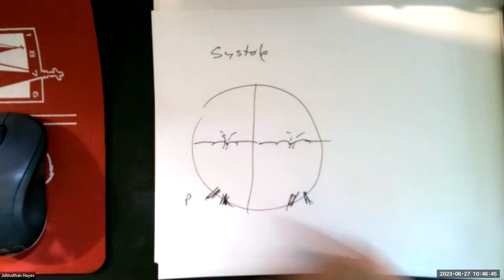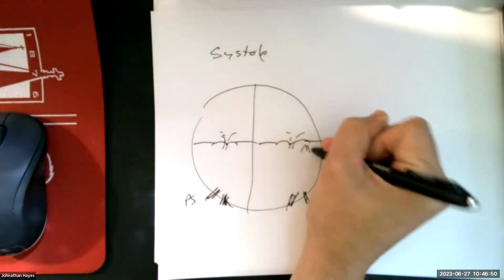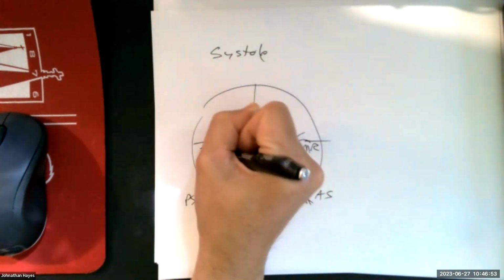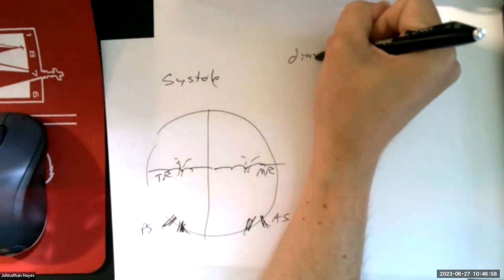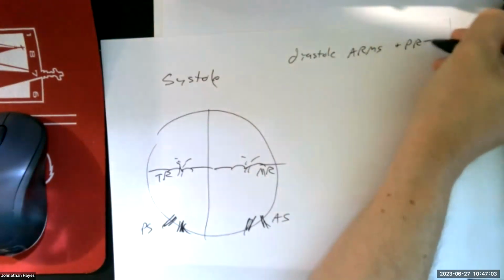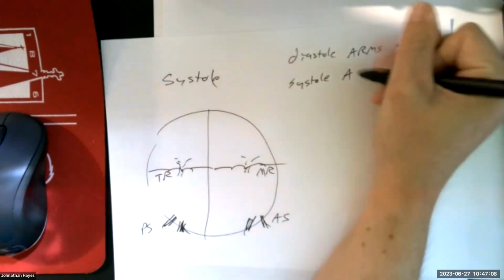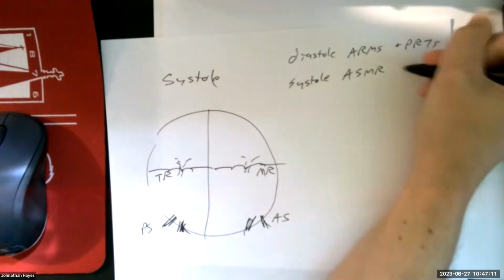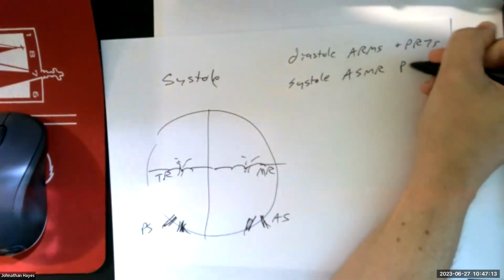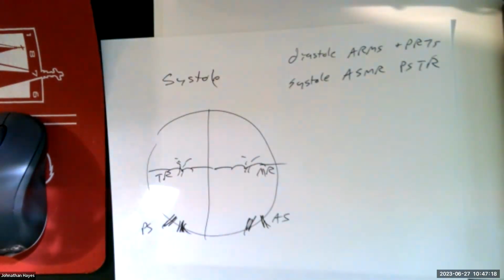So that would be pulmonic stenosis, aortic stenosis, mitral regurgitation, tricuspid regurgitation, right? So you just switch the letters. So if diastole equals arms and parts, then systole is the R becomes an S, the M becomes an R, the R becomes an S beside the P, and the S becomes an R. So all you have to do is flip them.